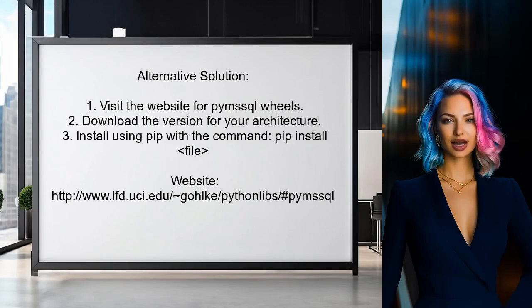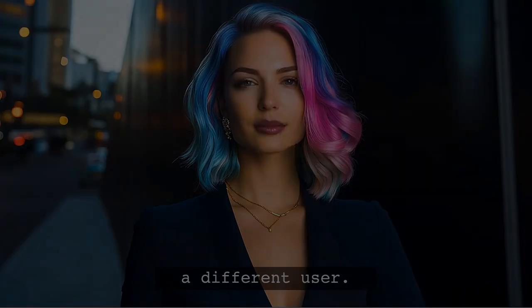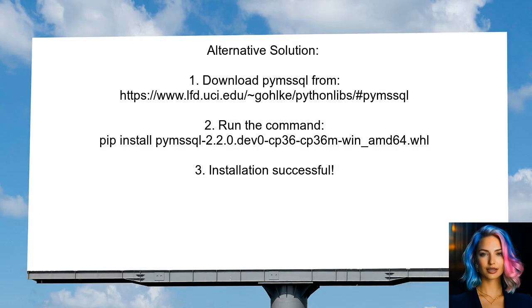An alternative solution comes from another user who found a helpful resource. They suggest checking a website that offers pre-built wheels for pymssql. You can download the appropriate version for your system architecture and install it using pip. Let's check out another perspective from a different user. An alternative solution comes from a user who faced similar issues on Windows 10 with Python 3.6. They suggest downloading the correct version of pymssql from a specific link. After downloading, they executed a pip install command for the wheel file, which successfully installed pymssql.